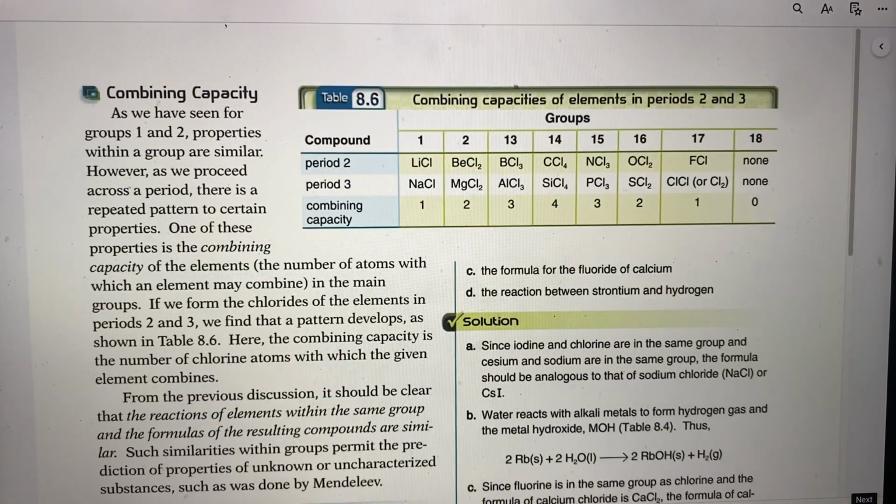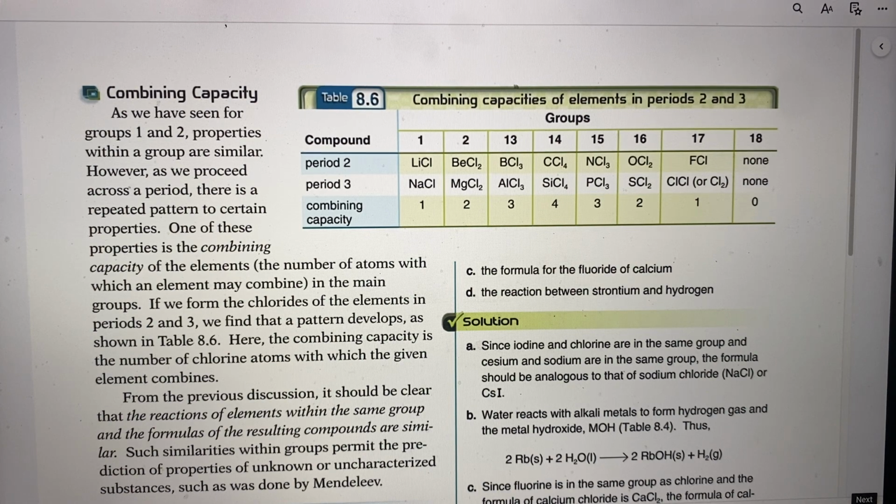I know it seemed kind of complicated, but it's really, really not. And once you start doing them, you just fill the blanks in with the tables. The other thing that we're talking about is combining capacity. So combining capacity is basically combining capacity of elements: the number of atoms which an element may combine with in a main group.